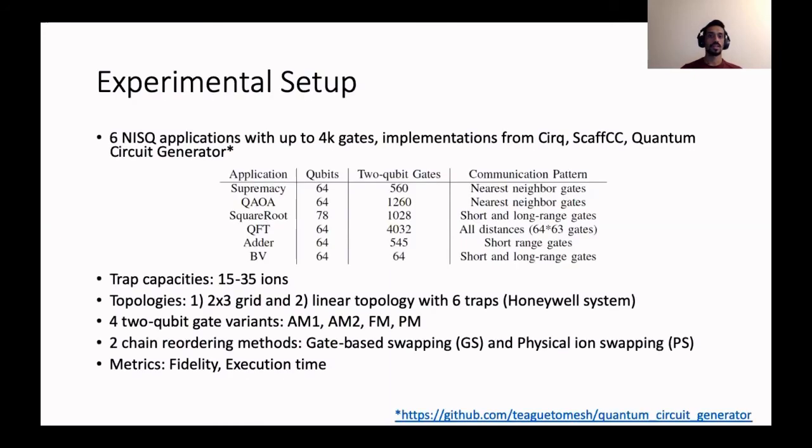So coming to experimental setup and results, we used 6 NISQ applications with up to 4,000 gates. We considered trap capacities with 15 to 35 ions in each trap. We look at 2 topologies, one of which is Honeywell's current topology. We look at 4 different 2-qubit gate implementations, which are the most common gate implementations used in real experiments. And we look at 2 methods of chain reordering.